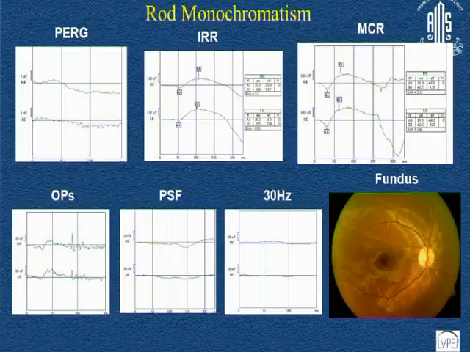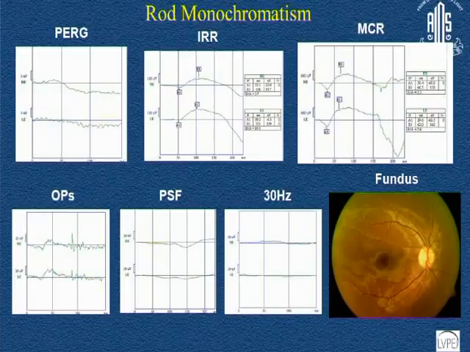So in rod monochromatism, what we find is that there are absent photopic ERGs. There is a normal or subnormal rod response, but the photopic are absent. Now we should not label these patients as cone dystrophy. They have rod monochromatism. They are very typical. They come with a history of nystagmus, poor vision at birth, which improved a little bit with time. They have very severe photophobia.